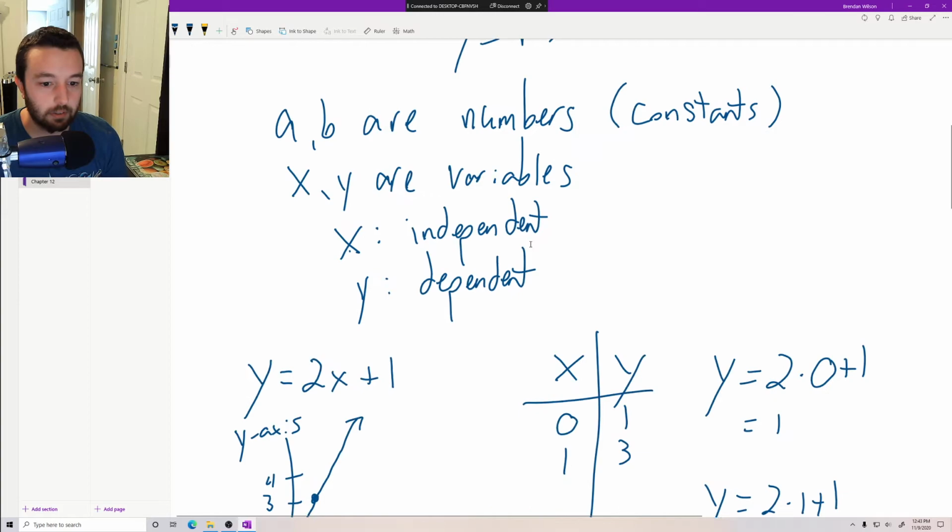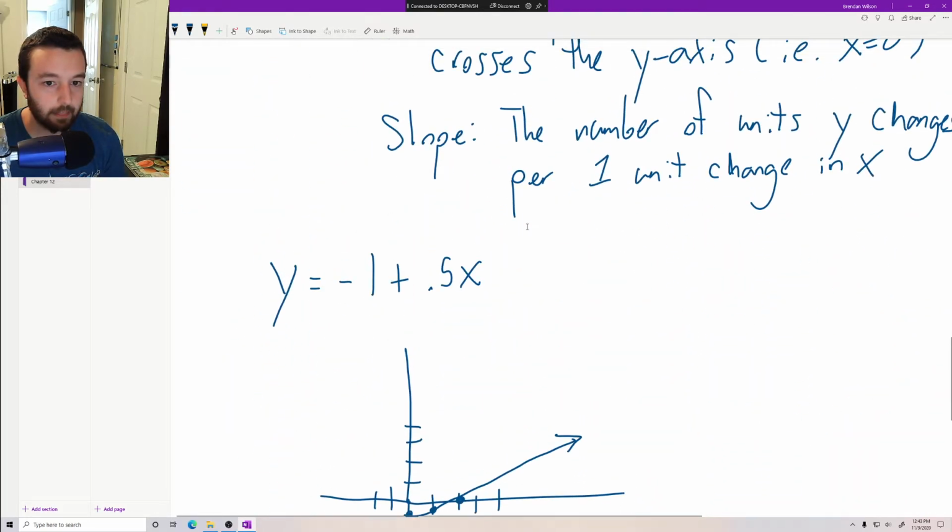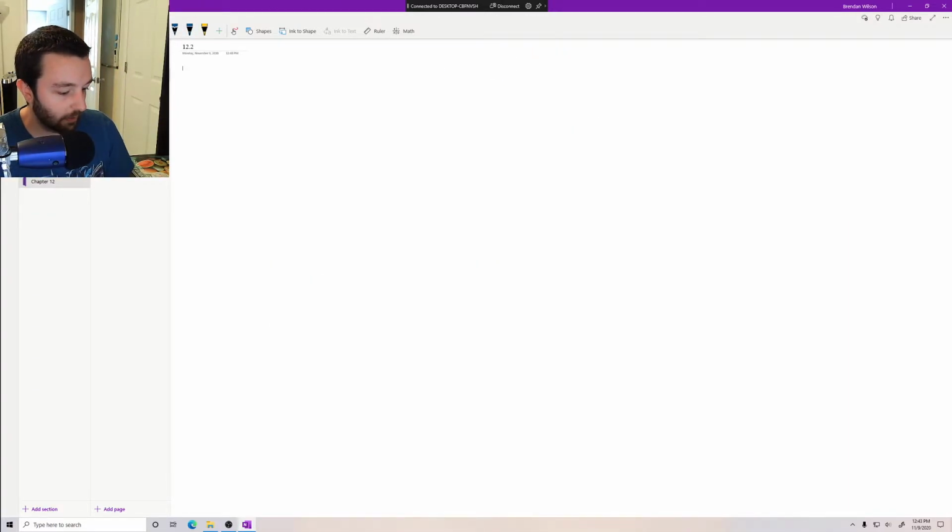All right. So this is just kind of the basics of what we're pulling from algebra. Now we want to look at 2.2 here, which is about scatter plots.